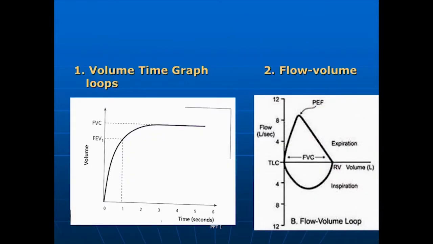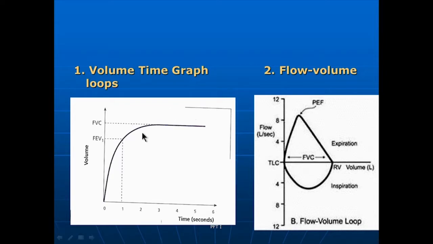So during spirometry, two things are measured. Number one, volume time graph loops. So you're going to see the amount of volume that the patient exhales, and the amount of time it takes for that patient to exhale that volume.